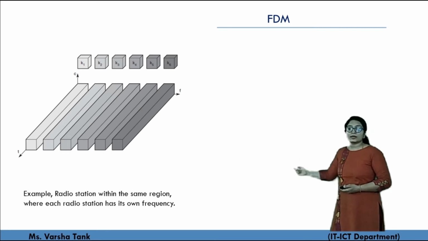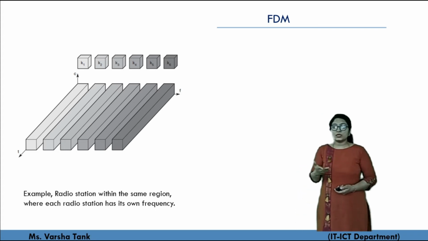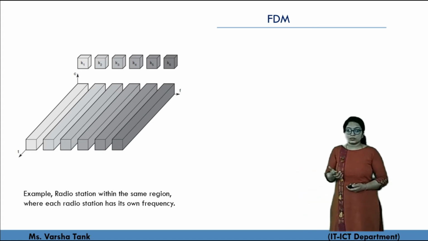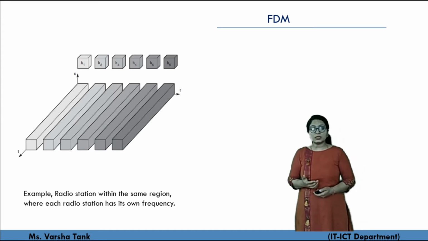Here it is also defined that radio stations within the same region each have their own frequency. So that is how frequency division multiplexing is defined.